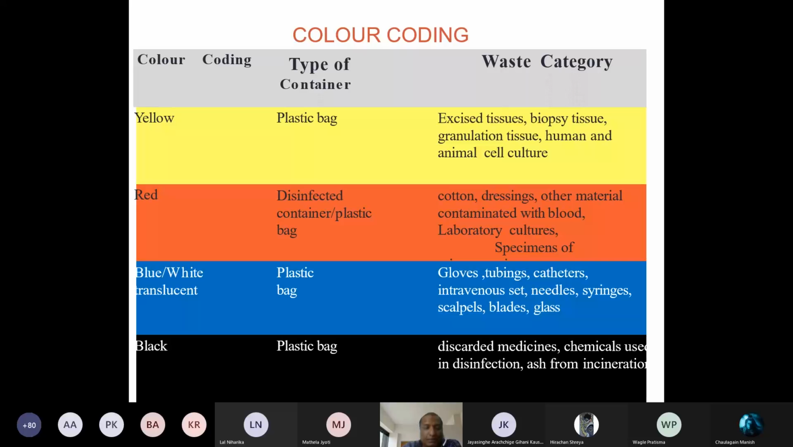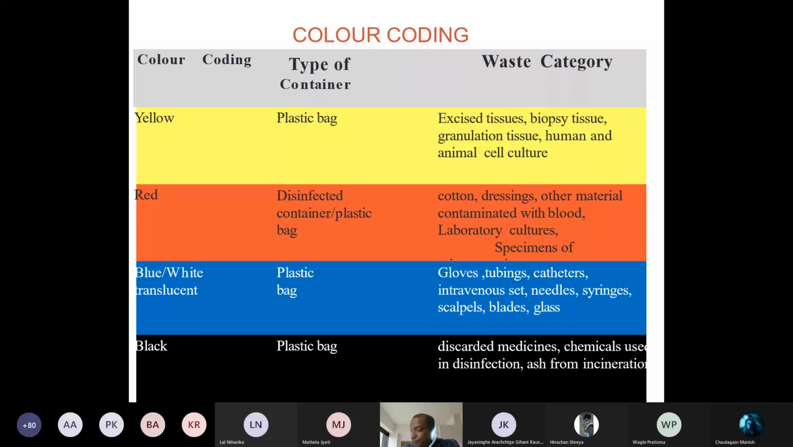Blue or white plastic bag means gloves, tubing, catheters, intravenous sets. These are the things. Black plastic bag. So now from here, what did you understand?